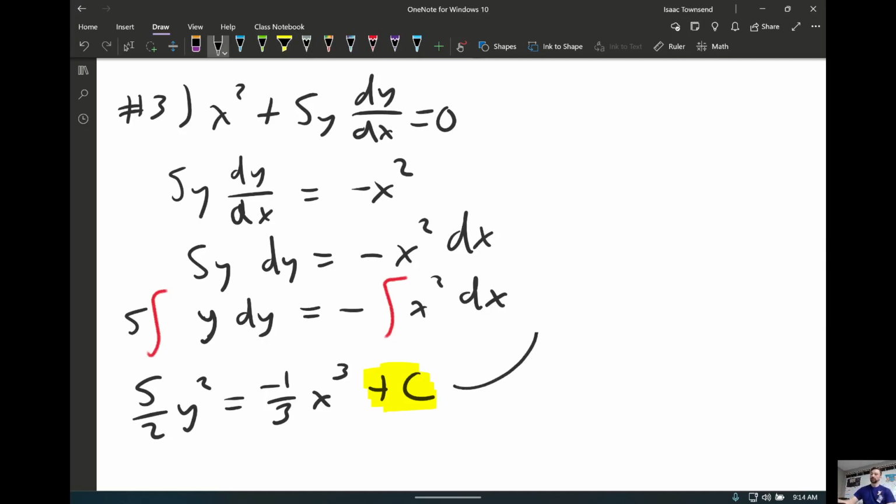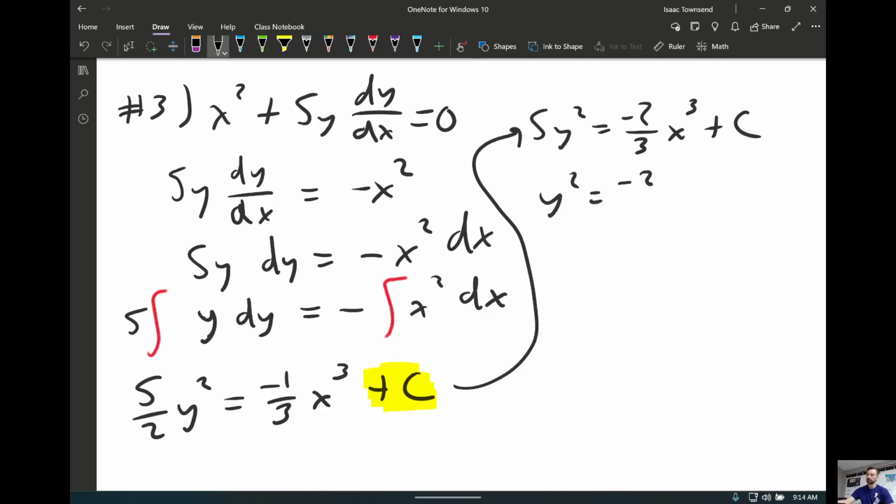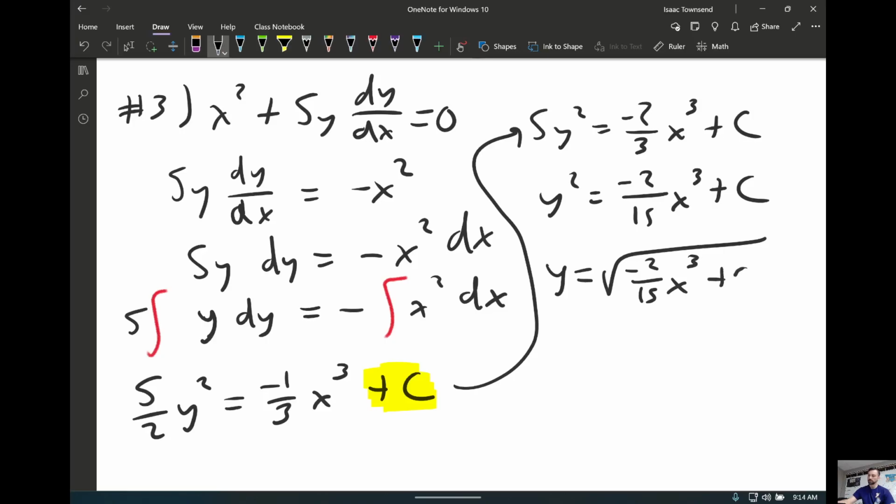Okay, but honestly, if you can do that, you really should have been able to finish, because we're trying to get this down to y equals. So we could multiply everything by 2. We could divide everything by 5. Again, different unknown numbers, but they're still unknown numbers, and eventually square root. Or you could just multiply everything by 2/5 if you want to do it in one less step.